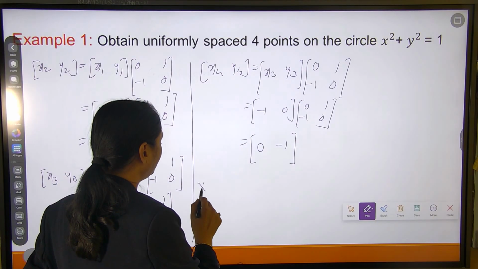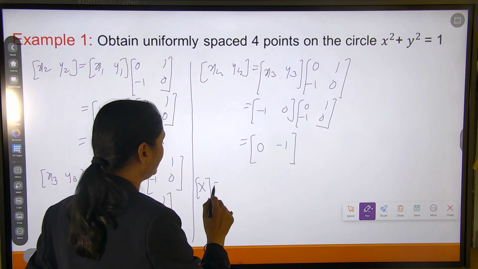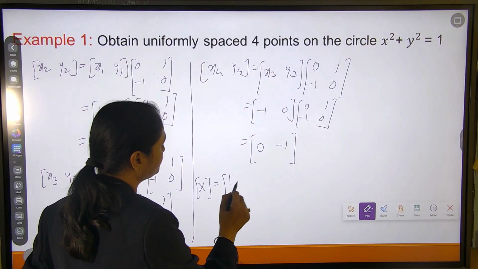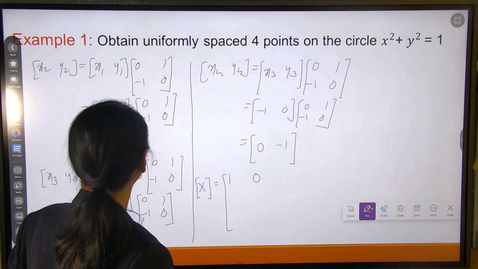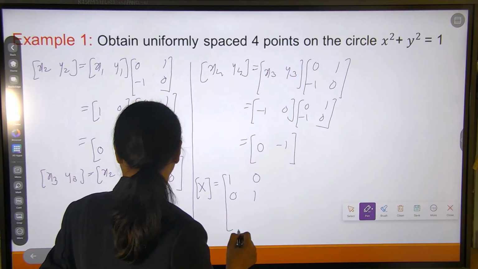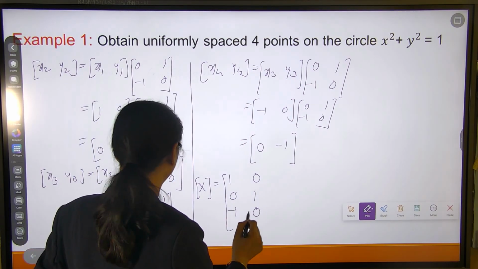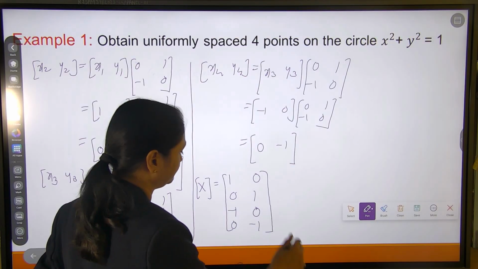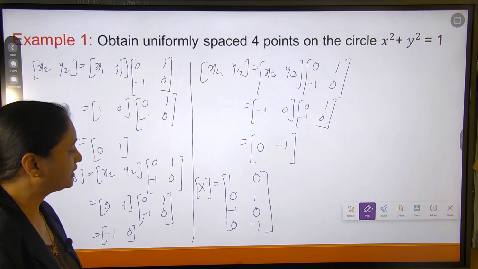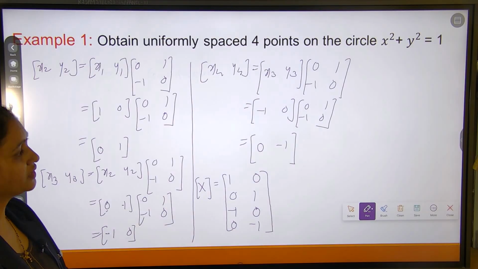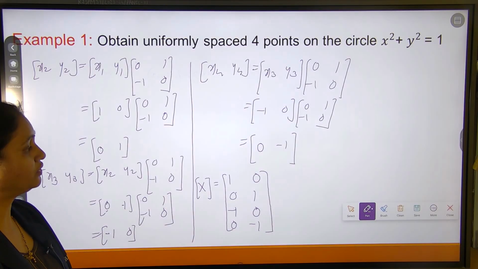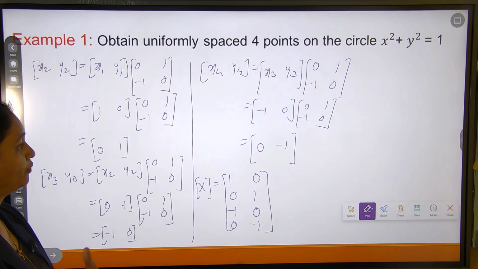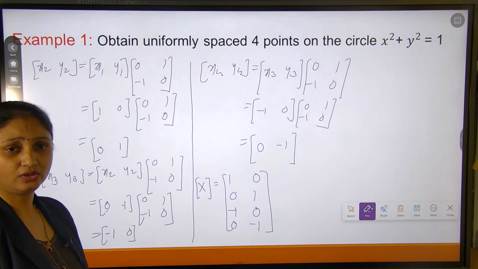Now form the matrix X of all the points. So our initial point is 1 0, then x2, y2 is 0 1, x3, y3 is minus 1 0 and x4, y4 is 0 minus 1. So these are the 4 points on the circle x square plus y square is equal to 1, which are obtained by using the recursive formula.